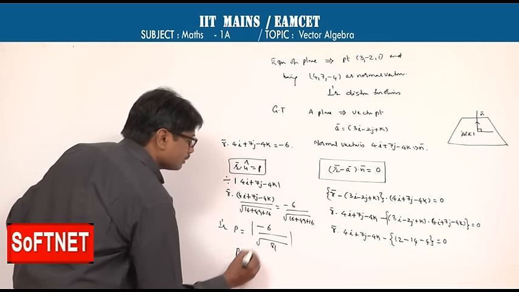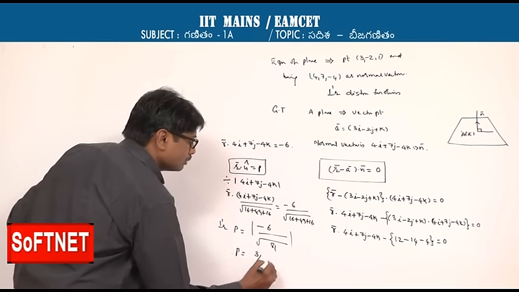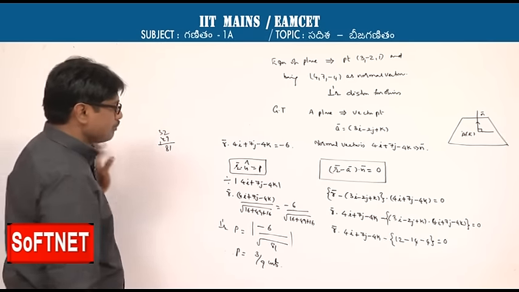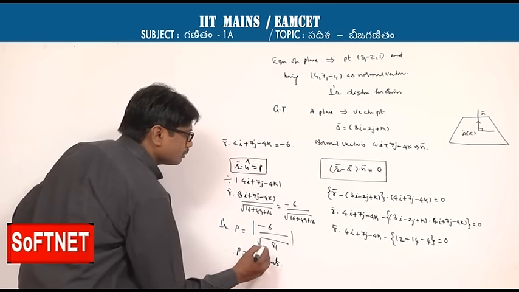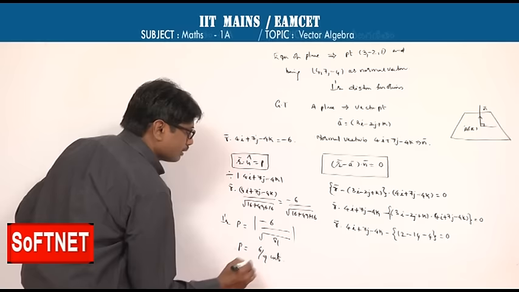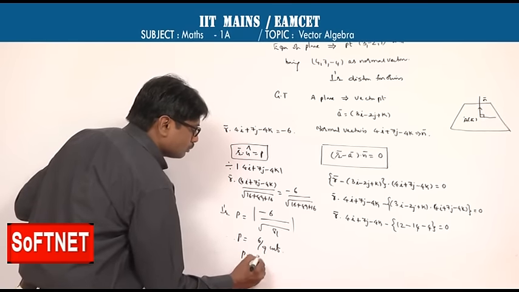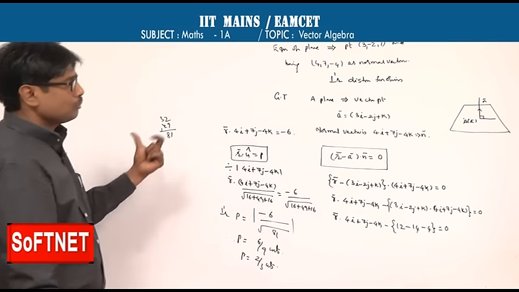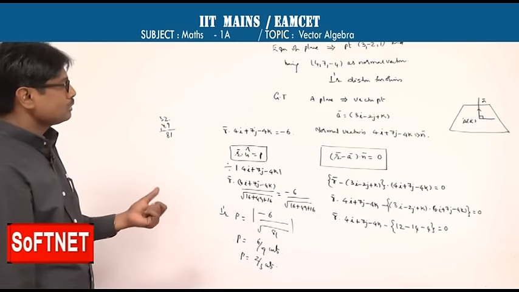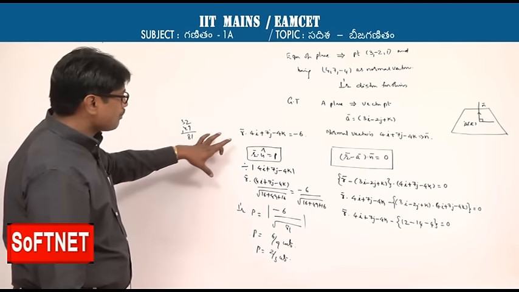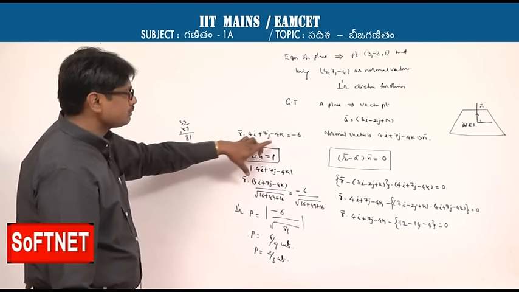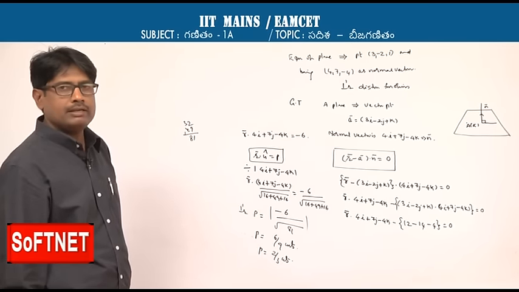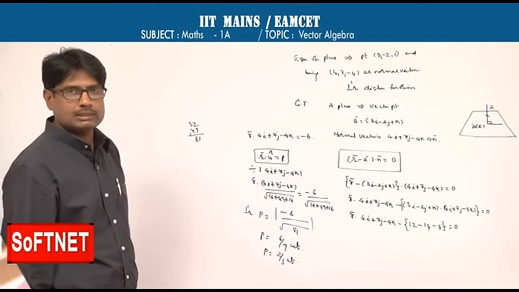Therefore, p is equal to 3 divided by 9 units. The above plane is at a distance of 3 by 9, that is 1 by 3, 6 by 9. So, p is equal to 2 times 3, 2 by 3 units. The above plane is at a distance of 2 by 3 units from the origin, whose plane equation will be r bar dot 4i plus 7j minus 4k is equal to minus 6. And finding the equation of the plane in terms of the normal and perpendicular distance form.